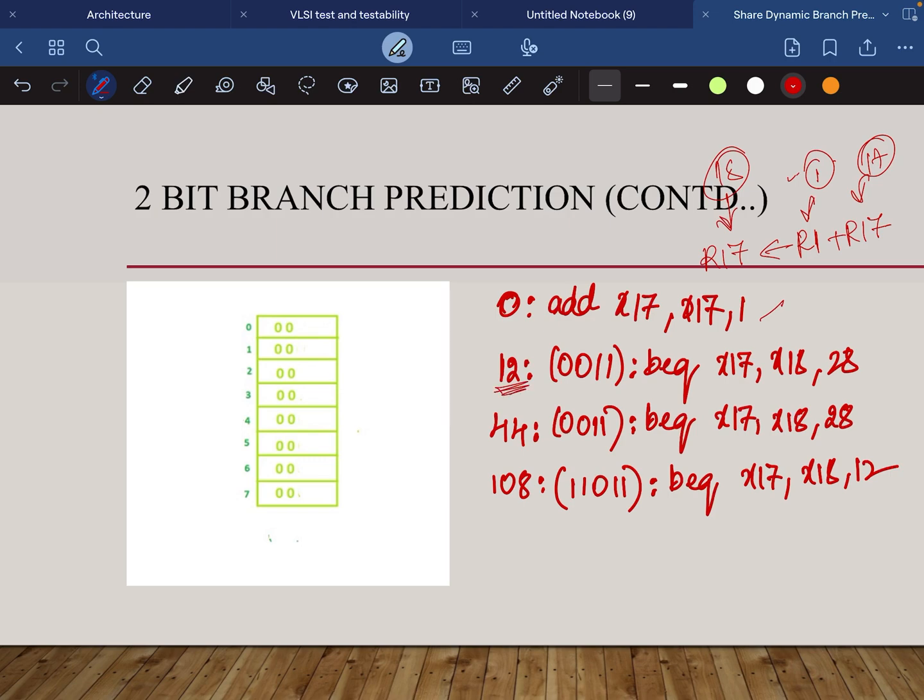At address 12, there is an instruction, beq x17, x18, 28. This instruction compares the registers x17 and x18. If these two registers are the same, then the PC jumps to PC plus 28. The 12 is represented as 0011 00. These two LSB bits I am neglecting because in RISC-V the two LSBs are neglected, as the instructions are in multiples of 4. So I'm not writing 00 everywhere. The 12 you can write as 0011.